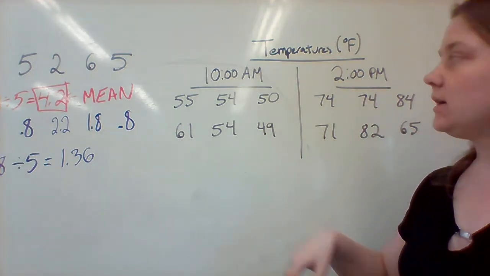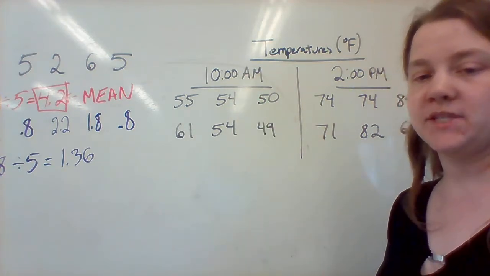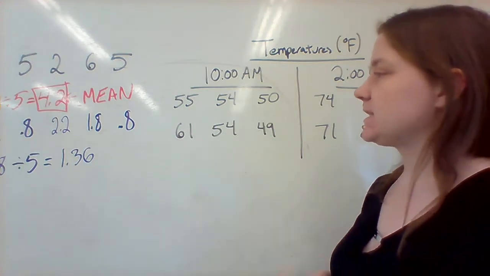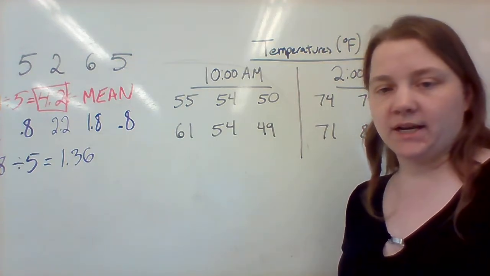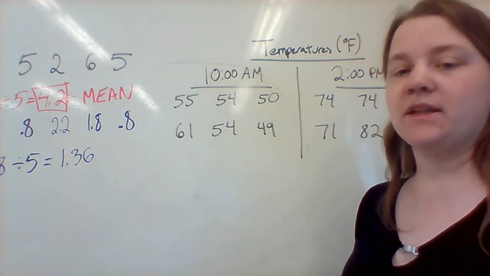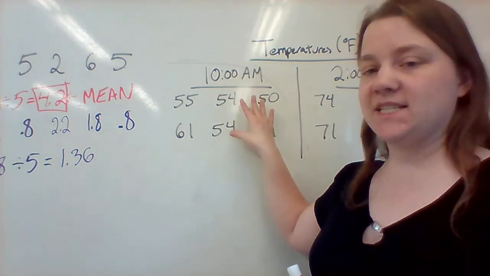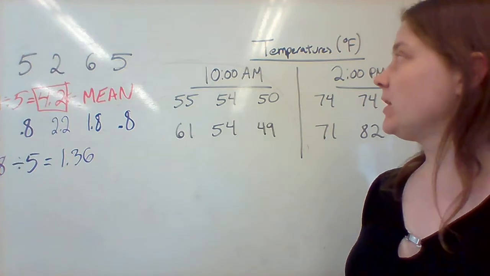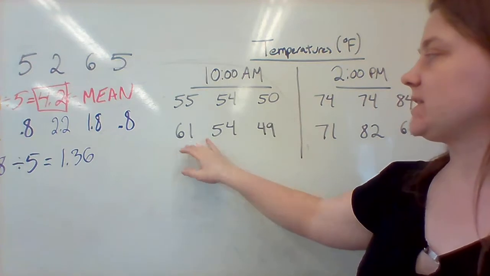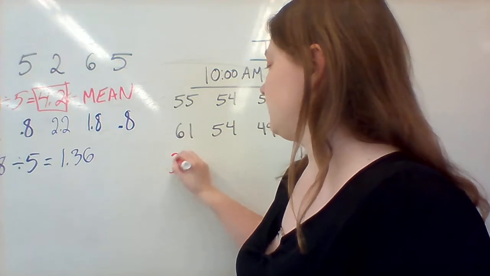So let's start off with the 10 o'clock set. They took the temperatures at 10 o'clock for 6 days, and they got 55, 54, 50, 61, 54, and 49. In order to find the mean, we need to add up all of these numbers and then divide by the amount of numbers that we added. So in this case, it's going to be the sum of all of these numbers divided by 6. First, let's add up 55 plus 54 plus 50 plus 61 plus 54 plus 49. We're going to get 323.